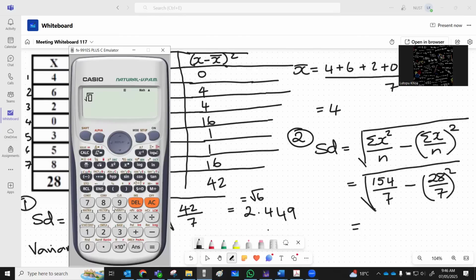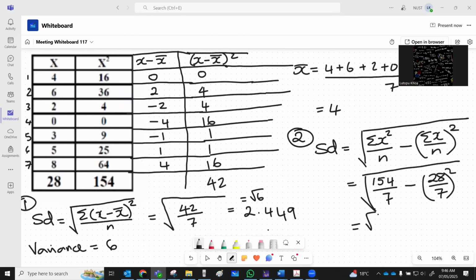We have the square root of 154 divided by 7 minus 28 divided by 7 squared, and you can see this is still giving us the square root of 6, which is 2.449. And then again, if we wanted the variance, we just take the standard deviation and square it. So it doesn't matter which formula you use, whether you use this one here or that one there, you will still get the same answer.